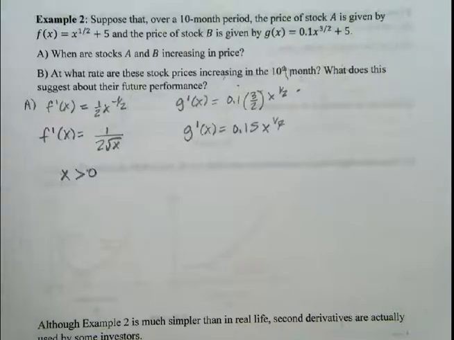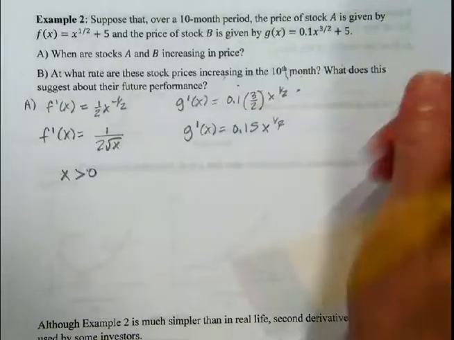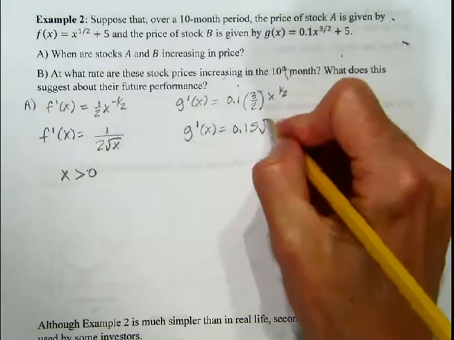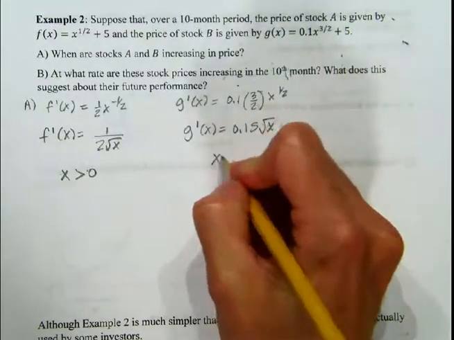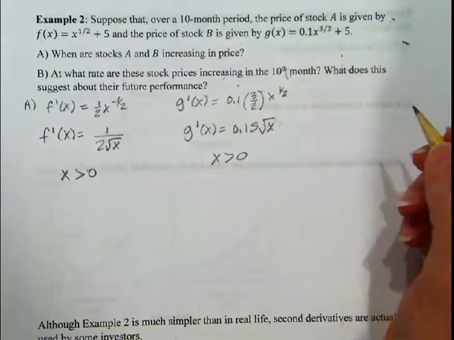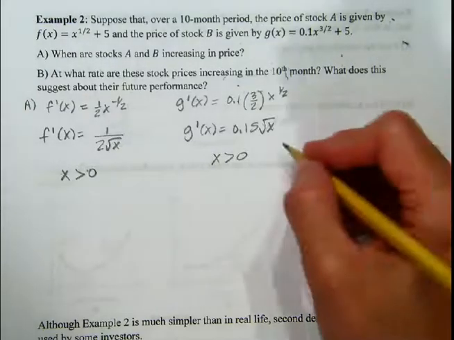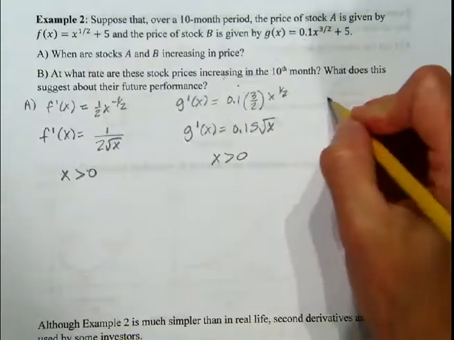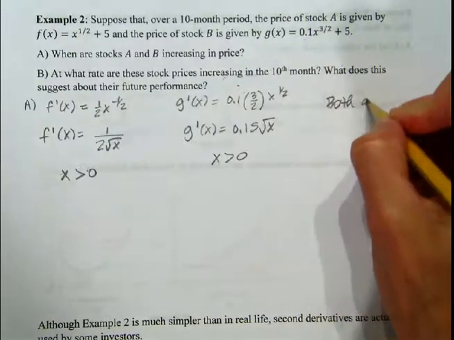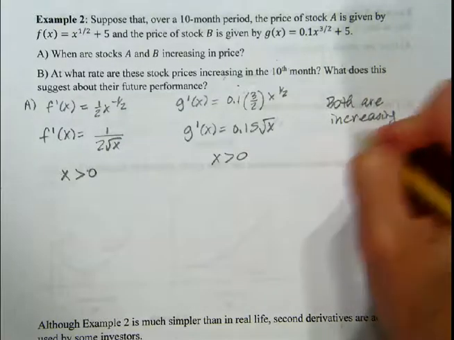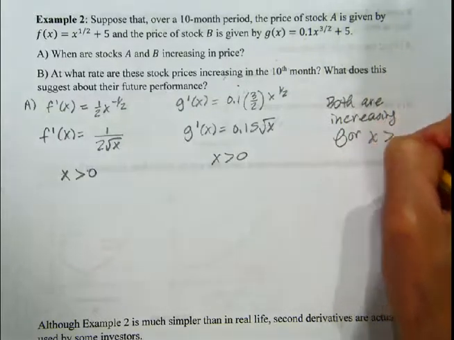The other one, basically it's the same thing, right? Because this is square root of x. Might be easier for you to see like that. So I know x has to be greater than 0 here. So both of them are increasing for x greater than 0.